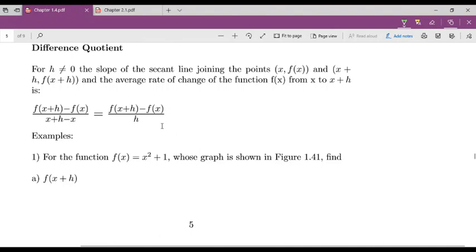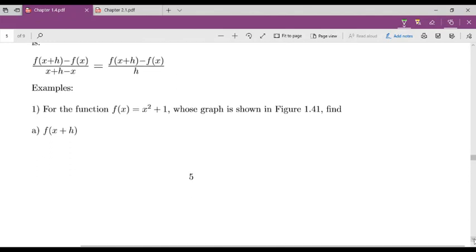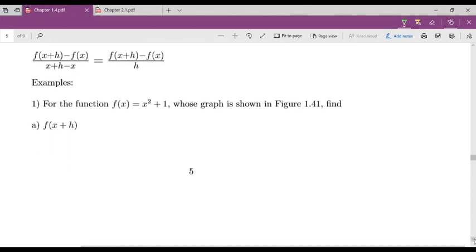So that you can add any constant to your x and find the slope of the secant line with this formula. So in this example it says for the function f of x equals x squared plus 1, whose graph is shown, find f of x plus h.